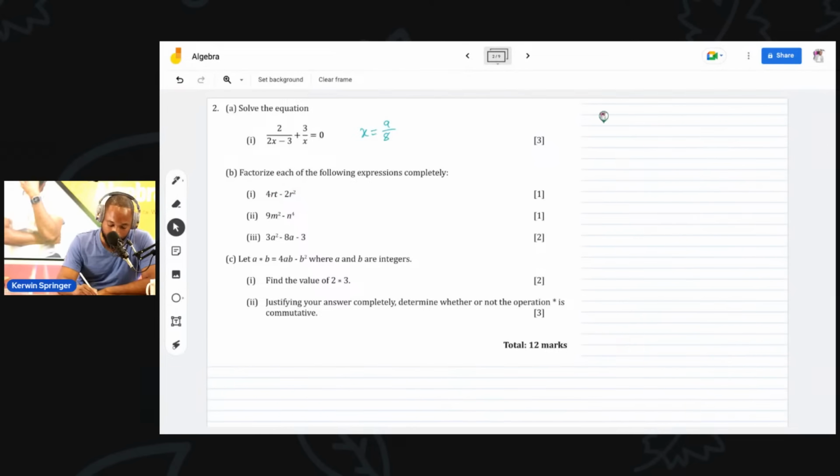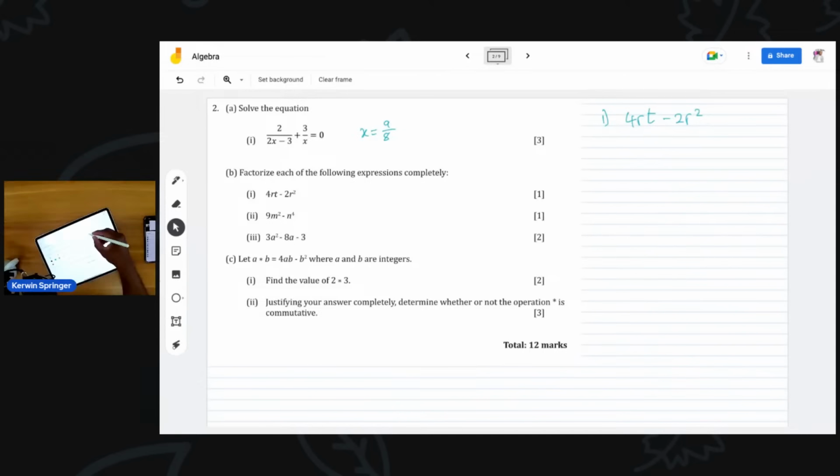So for part 1, we'll have 4rt minus 2r squared. What's common? With basic factorization, what is common? What is missing? 2 questions asked. What is common? Just 2 and r. So I can extract the 2 and the r. So I'll put equal, put the 2 and the r here.